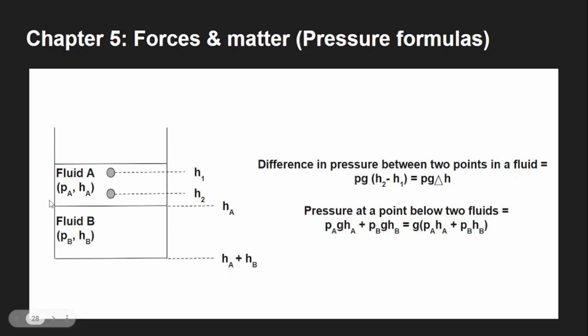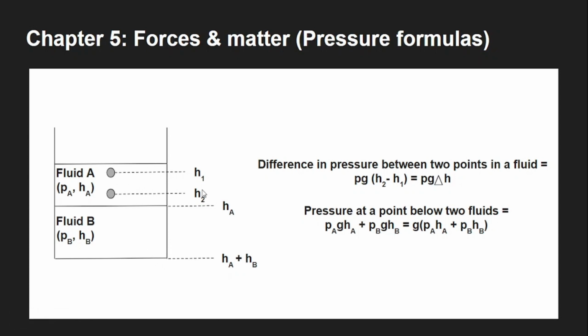Fluid A has a density rho A, and it's got a height or depth of HA. So that is going from its meniscus all the way to the meniscus of B. And then fluid B has a density of rho B and a height of HB. And its height essentially goes from its meniscus all the way to the bottom of the container. So we can assume that fluid B is the denser fluid, because if we had two fluids put together, and say they're not soluble in each other, what would tend to happen is you would have two layers of the two fluids with the denser fluid at the bottom and the lighter fluid at the top. So that's what we've got in the system here.